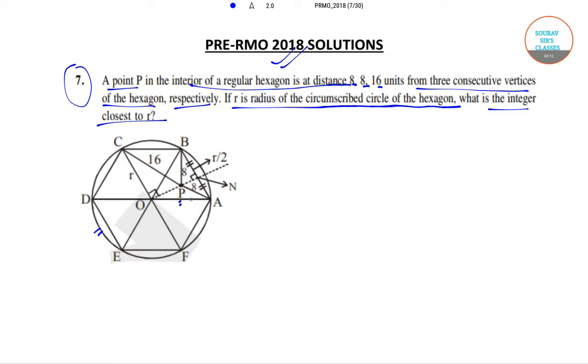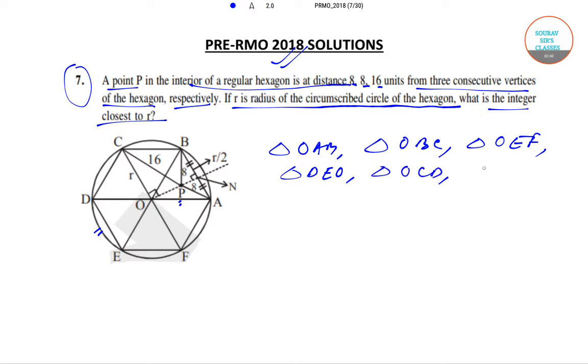Now as you can see over here, in a regular hexagon, since O is the center of the circumscribed circle, all of these triangles, like triangle OAB, then triangle OBC, then triangle OEF, and all those triangles, we have a total of 6 triangles over here. Then we have triangle ODE, basically DEO we can write, then we have OCD, and then we have triangle OAF. All these triangles that we have mentioned over here are equilateral triangles.